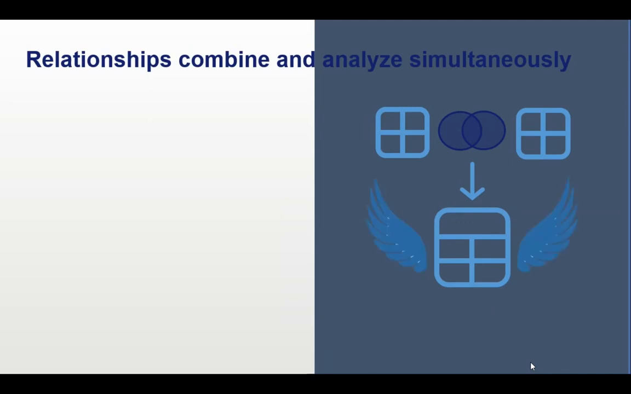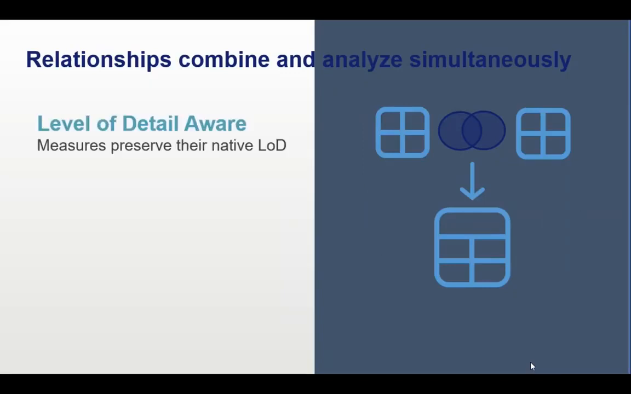The data in the new table forgets how it got there, and so valuable information like the level of detail of the original table is actually lost. Now, relationships combine and analyze these tables simultaneously and generate the exact same result required for your specific analysis.